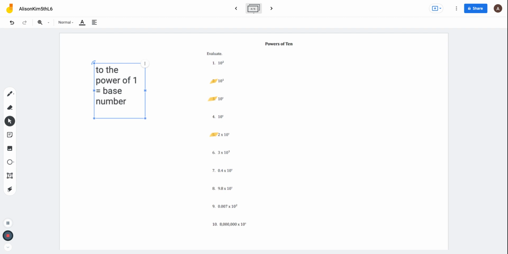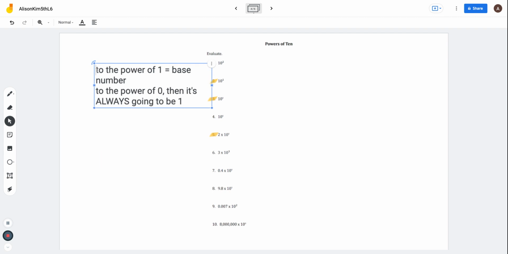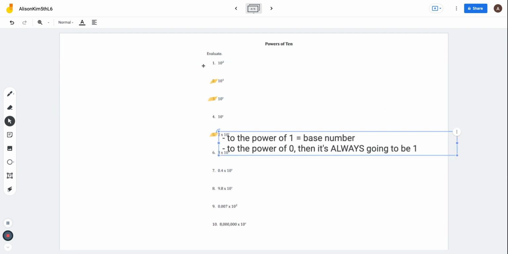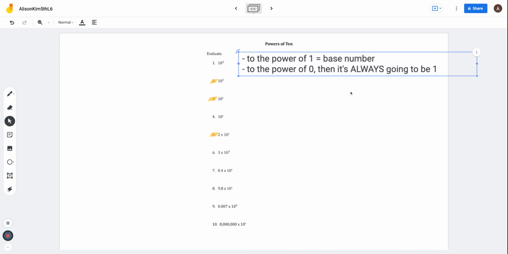But if we have something to the power of 0, then it's always going to be 1. So this is something that you have to keep in mind when you're doing exponents. A lot of people can get this wrong because it's easy to forget, but you should never forget it. And a lot of people get them confused too. So know that everything to the power of 1 is always going to be the base number. Everything to the power of 0 will always give you 1. Nothing else, okay? So keeping that in mind, let's do 2.